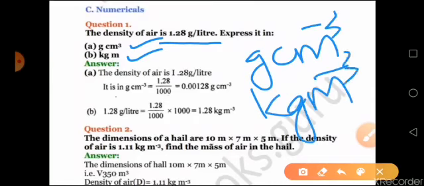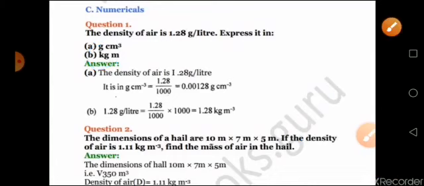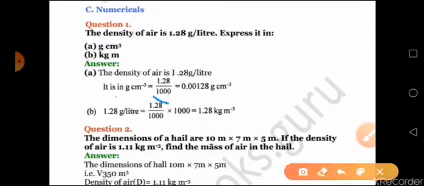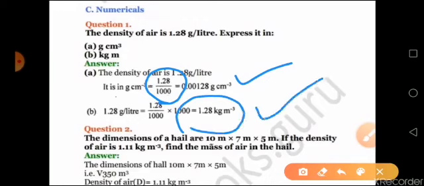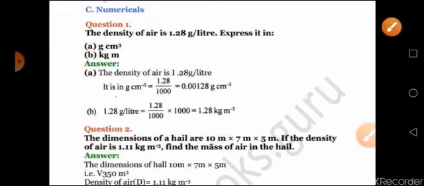Please make a note of it. Here in your question you are having a mistake in the unit given, just correct it. Now the first question, to convert it to gram centimeter raised to minus 3, you just have to divide it with 1000, you will directly get the answer. And to convert it to kilogram meter raised to minus 3, multiply it with 1000, you can convert it to kilogram meter raised to minus 3. That is all about your first question.